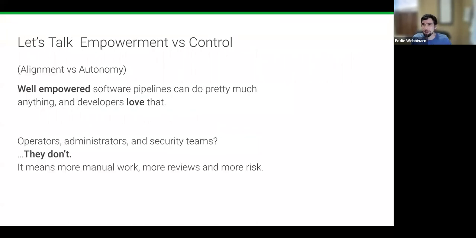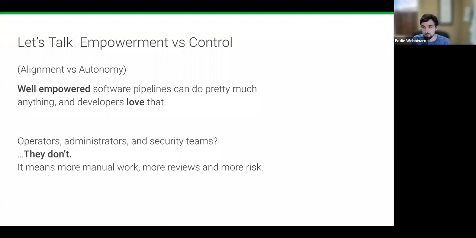Now, I've talked a lot about winning over developers. And the theme here, really throughout the presentation, is this idea of empowerment versus control, right? Or alignment versus autonomy. And so if you're talking to an application team, a developer audience, well-empowered software teams can do pretty much anything, and they love that, right? And that's a really important value and belief at CircleCI. We believe deeply in empowering application teams to solve whatever they need to solve, right?